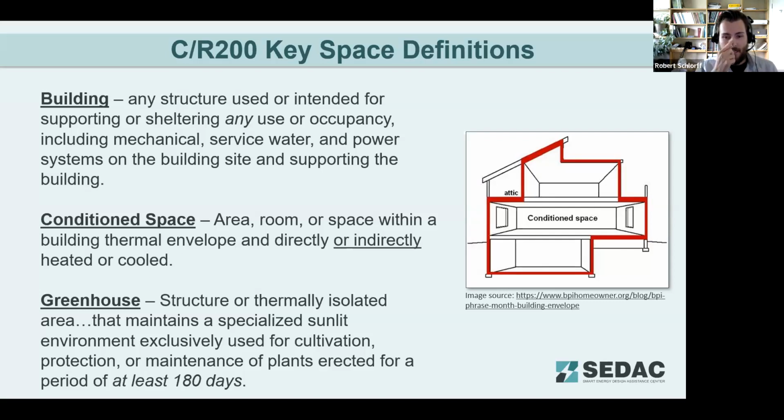So as you can notice there, any use or occupancy. So this would include industrial uses. This would include a building used to house mechanical equipment. This is any structure used to support or shelter any use or occupancy. So that definition is fairly broad.